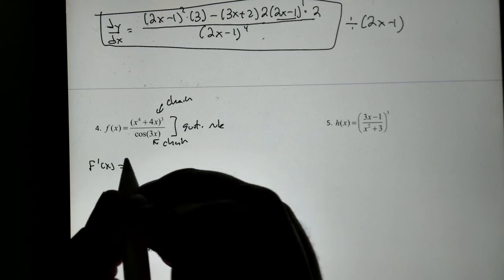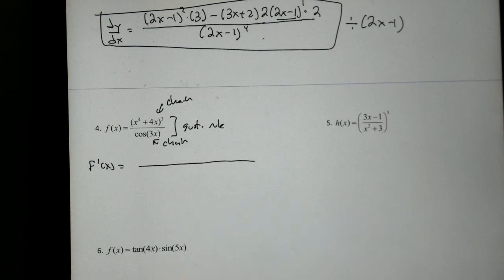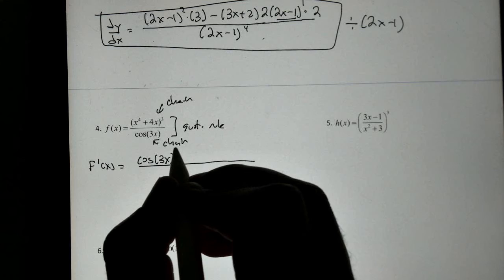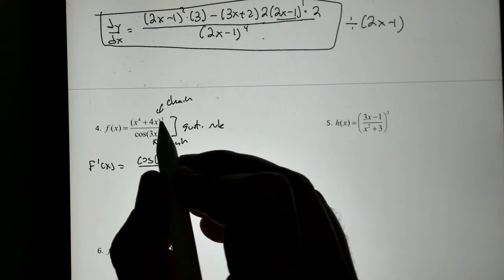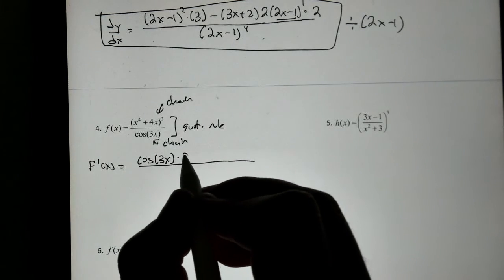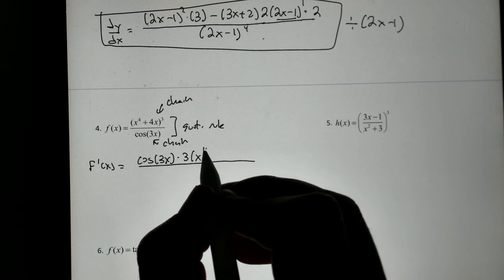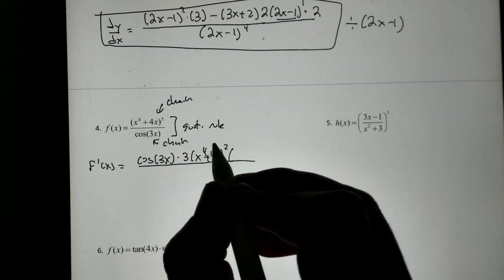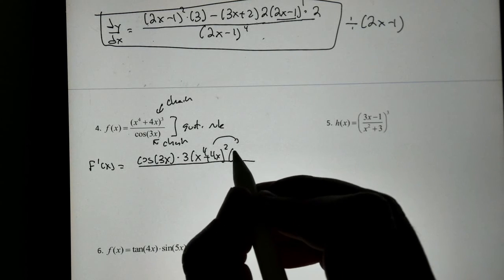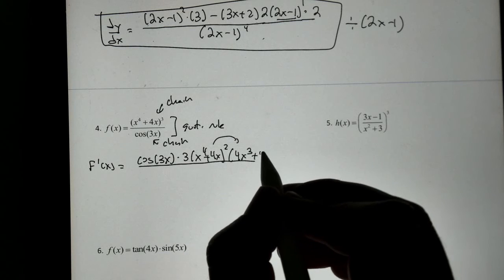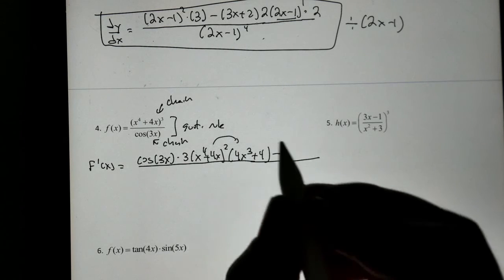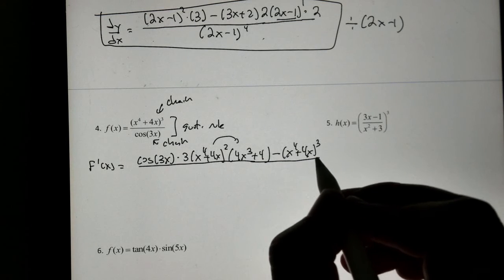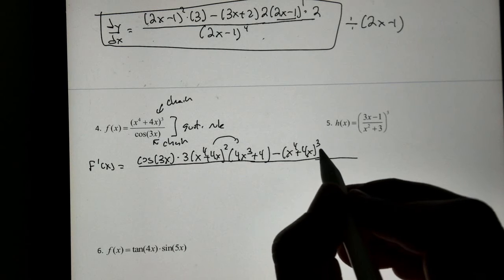F prime of x, notice it's going to be fun when the teacher does a really long fraction bar, low cosine 3x d high. When I take the derivative of the top, this is my chain rule. 3 x to the 4th plus 4x squared, chain rule, times the derivative of the inside, 4x cubed plus 4, minus high x to the 4th plus 4x cubed. Ooh, d low. Oh, this is nasty.